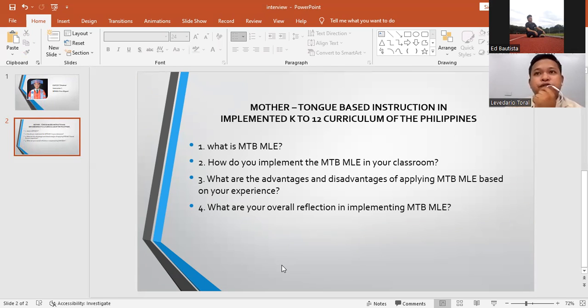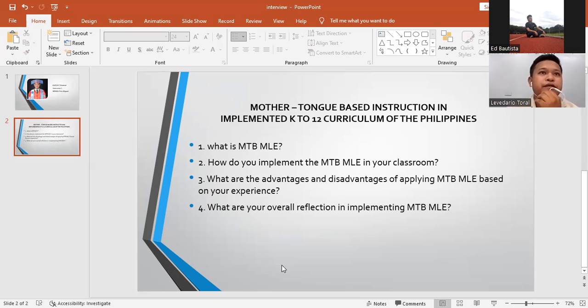For your first question, what is MTB MLE? It is classroom instruction that begins in children's mother tongue and then gradually shifts towards national and/or international languages as the children advance through primary education, but it only happens after a solid literacy foundation is established in children's native language.